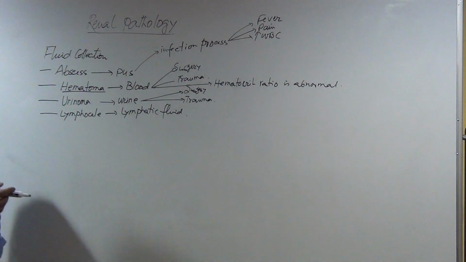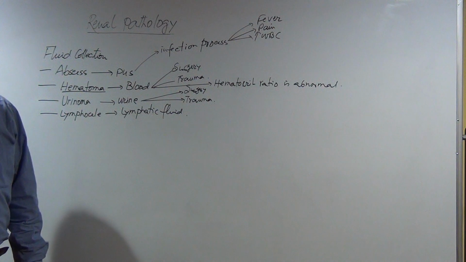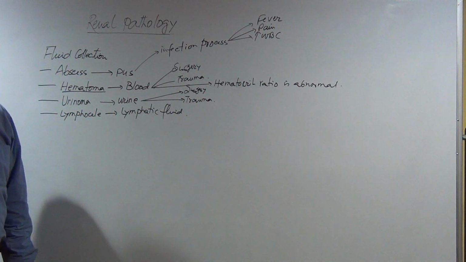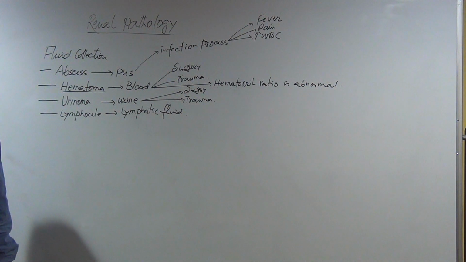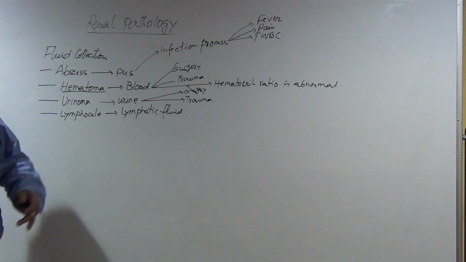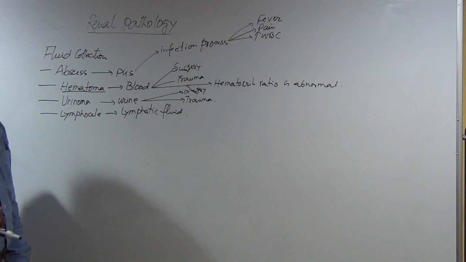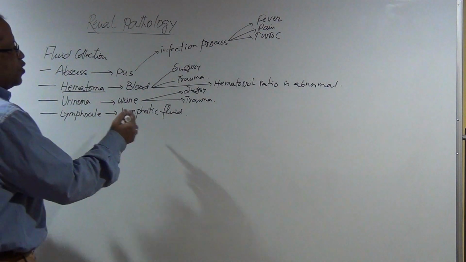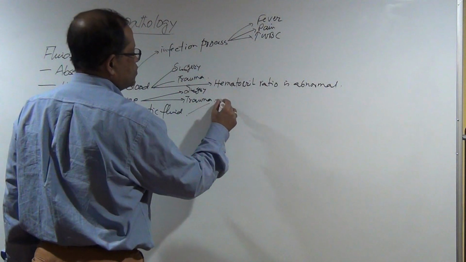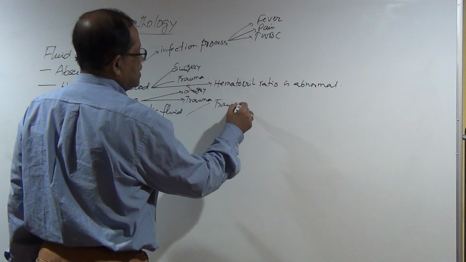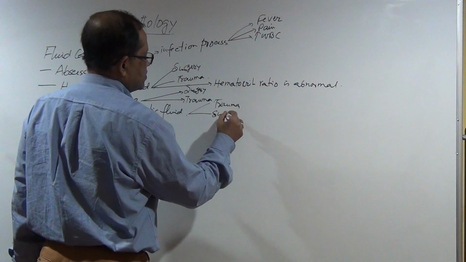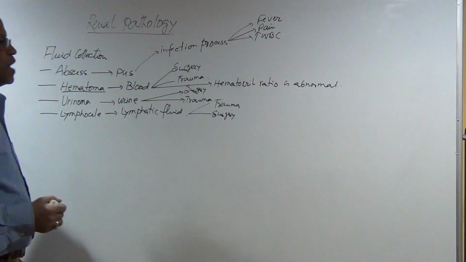And urinoma, you will see the collection of urine. Where is the collection? Mostly it is posterior to the kidney. Retroperitoneal collection. If it collects in the peritoneal region, you will see fluid in the cul-de-sacs. And lymphocele, again, history of trauma and surgery.